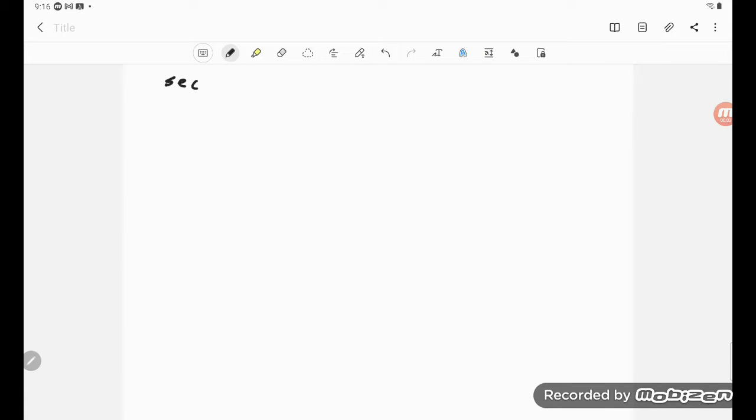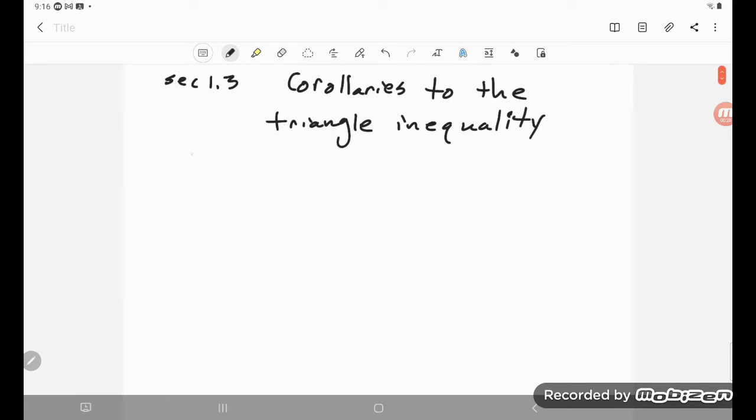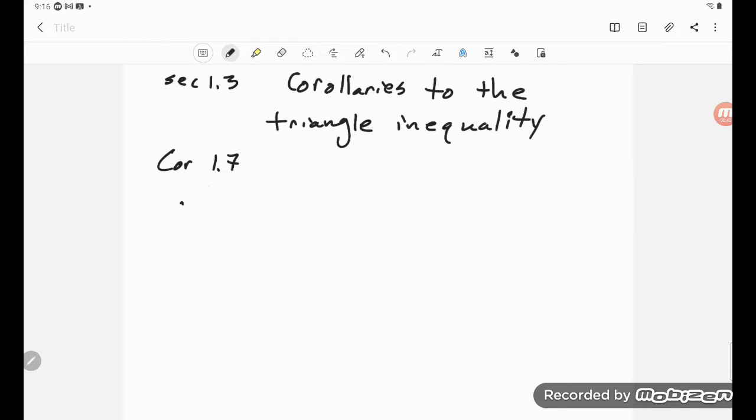Okay, we'll finish up section 1.3 with the corollaries to the triangle inequality. A corollary is typically a theorem that just follows pretty quickly from another theorem, and so this is corollary 1.7, and they have three things.